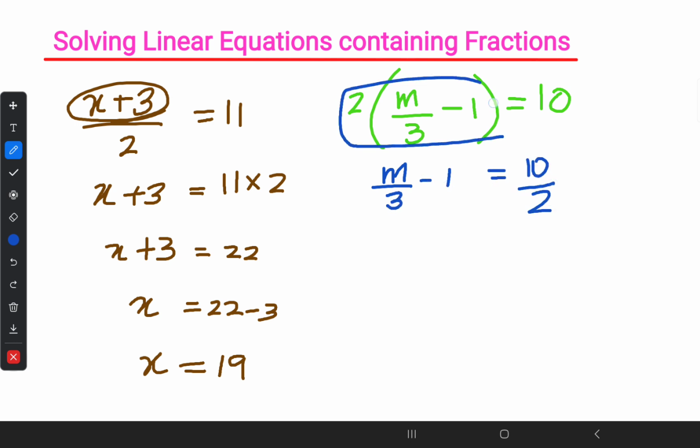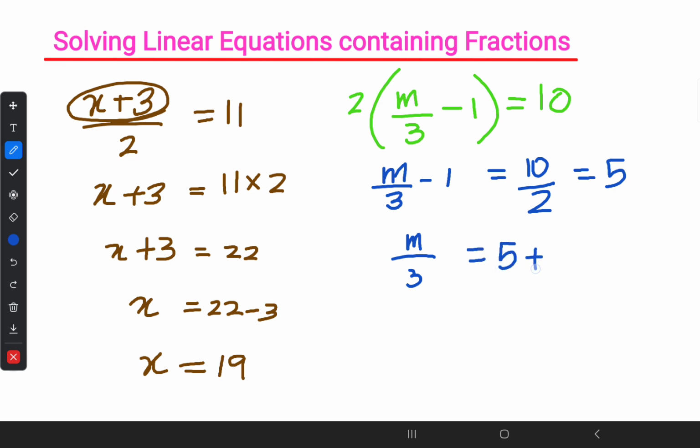This total multiplier 2 became a divisor. This equals 5. So m/3 equals 5 plus 1, and m equals 3 times 6, 3 times 5 plus 1. We have the answer for m as 18. Simple. So we know how to solve the linear equation, that is incorporated with fractions. That is the only new thing.